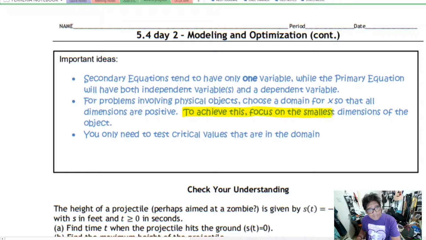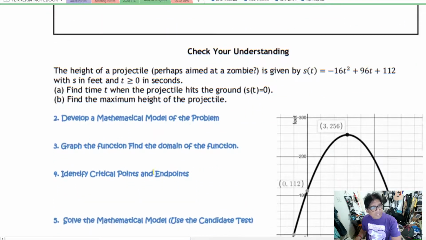Okay, so that is key. We talked about that earlier. And so you only need to test the critical values that are in the domain. I'll pause here for 1 second. You want to screenshot that, or if you want to write that down. And let's get to checking our understanding.